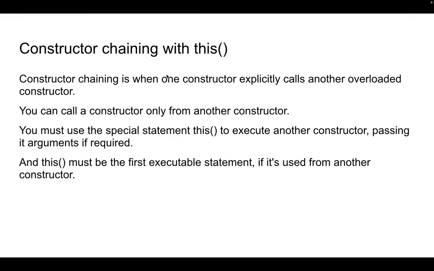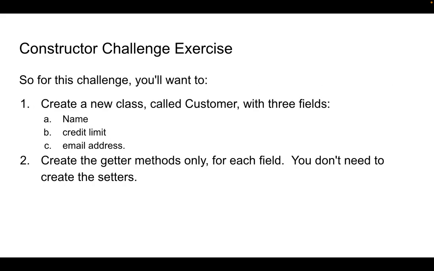Constructor chaining is when one constructor calls another overloaded constructor. You can call a constructor only from another constructor. That is another point. You must use the special statement this with parentheses to execute another constructor, passing it arguments if required, and this must be the first executable statement if it's used from another constructor.